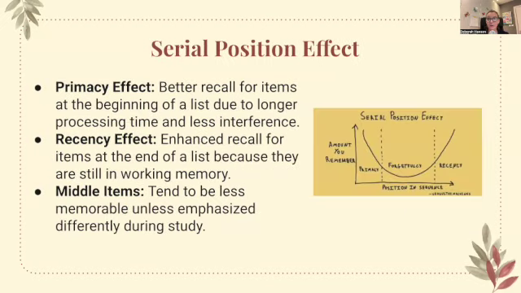So looking at the serial position effect, we're going to look at the primacy effect, the recency effect, and the middle items. Okay, so let's look at the primacy effect. This says that recall for items at the beginning of the list is usually better due to the longer processing time and less interference. Recency effect is enhanced recall for items at the end of the list because they're still in your working memory. And middle items tend to be less memorable unless emphasized differently during the study period.